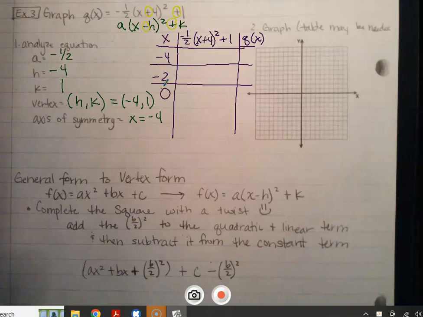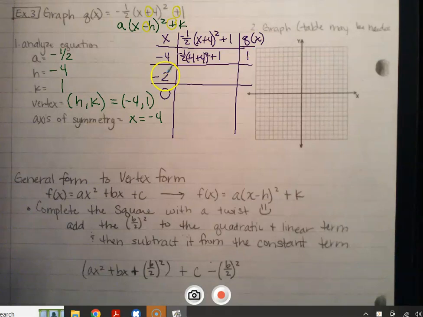And we'll show you how it does. Okay, so let's see. So we've got -1/2 times (-4 plus 4) squared plus 1. Goodness. All right, so -4 plus 4 is 0. 0 squared is 0. -1/2 times 0 is 0. So 0 plus 1 is 1.